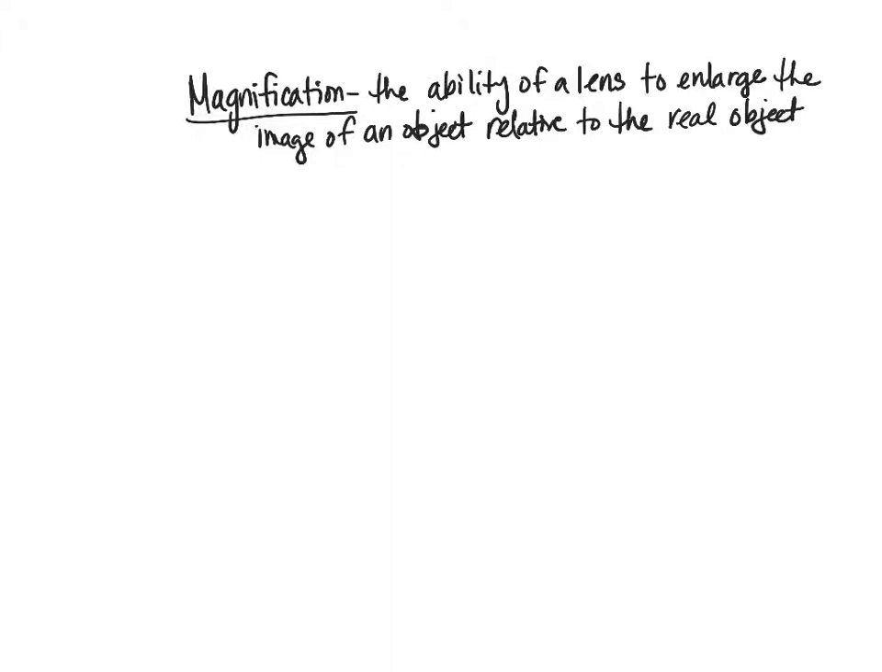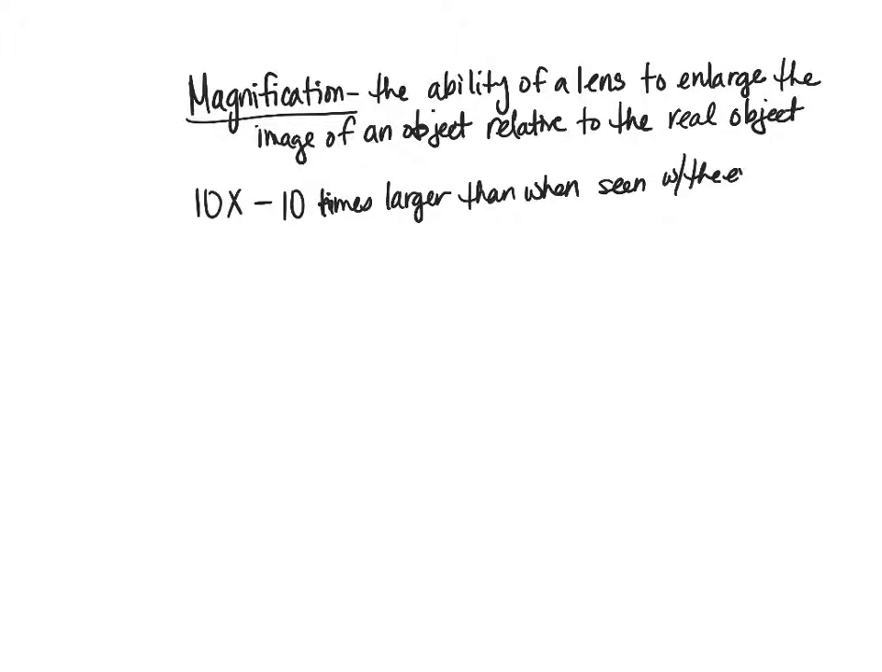So for example, we have different magnifications. If it's a 10x magnification, then that means it's 10 times larger than when seen with the eye. So then it normally is when we're just looking at something.